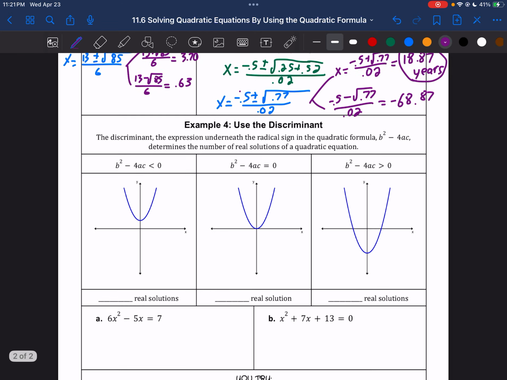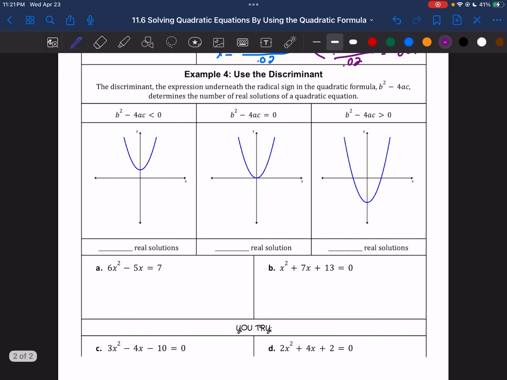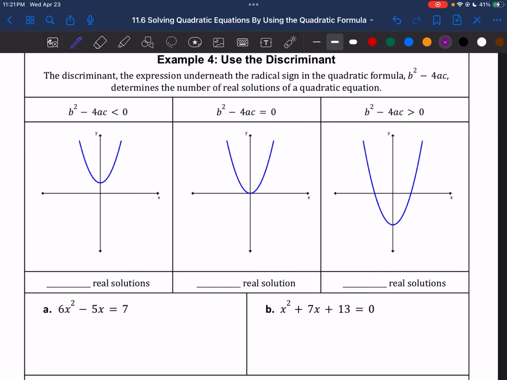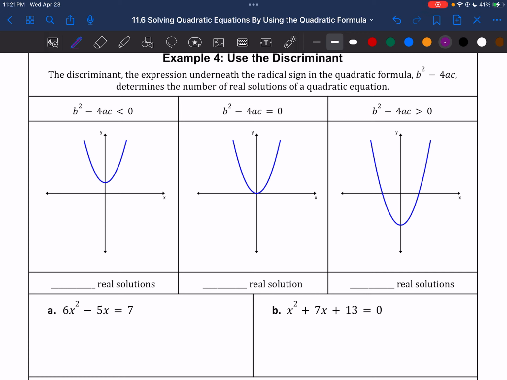All right, so our last bit here is to use the discriminant to find the number of solutions. The discriminant of the expression is what is underneath the radical sign in the quadratic formula. It is this portion of it right here, b squared minus 4ac. That is going to determine how many real number solutions we have. If that value is less than 0, there are no real number solutions. We are shifted up. There is no point in that graph that is going to intersect with our x-axis.